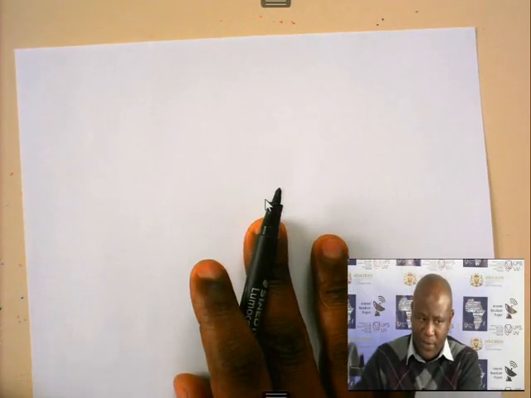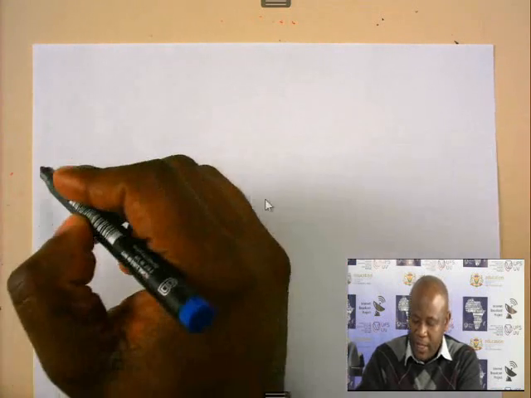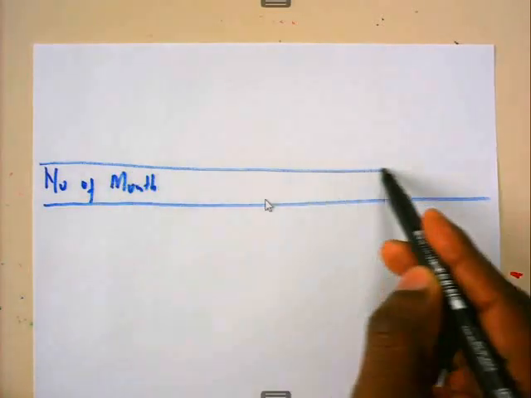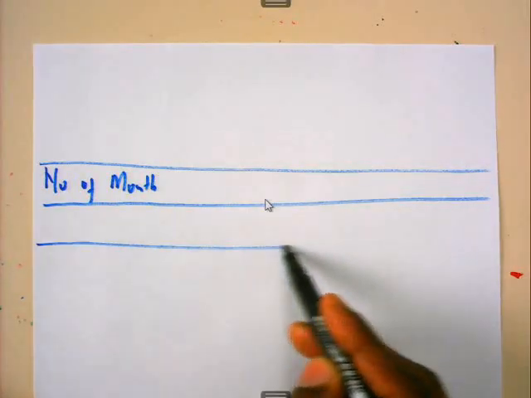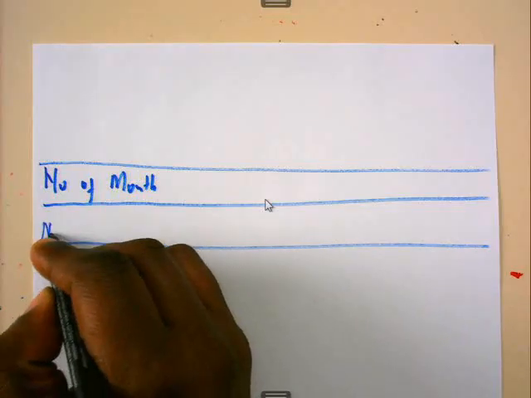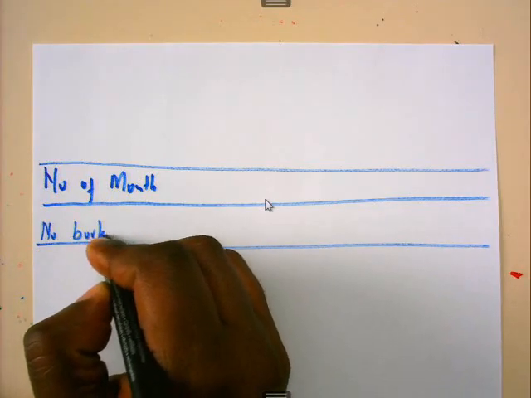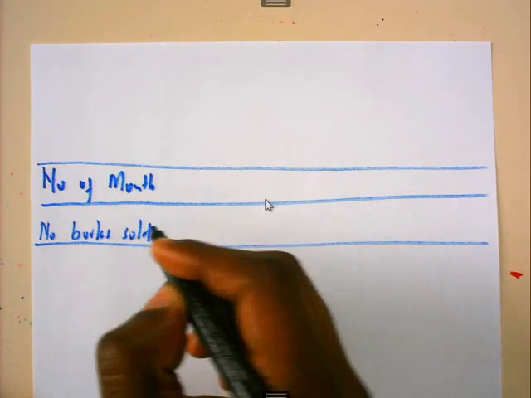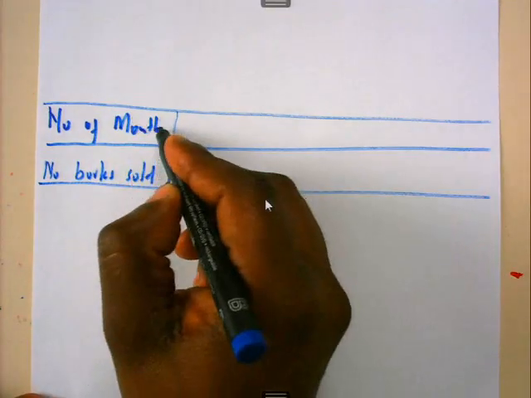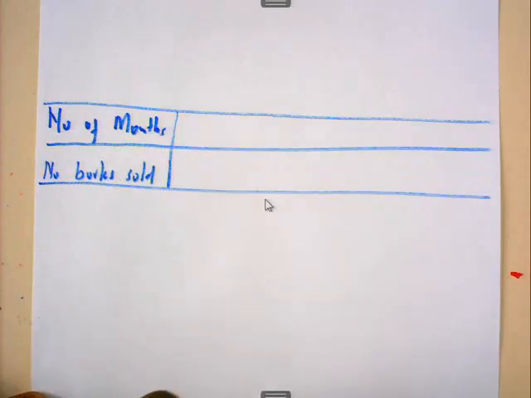Let's say the set of data we have is this one. Here, I'll just make a table. Number of months. We'll write number of months there. And the other row is number of books sold. The number of months and the number of books sold.